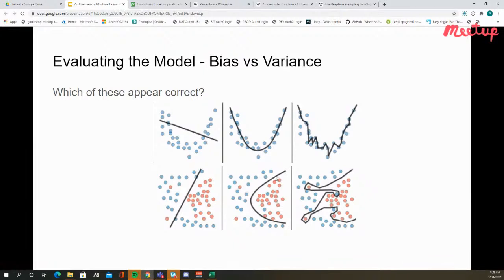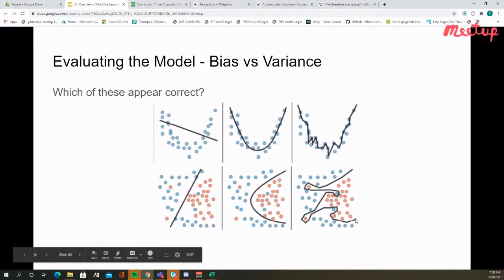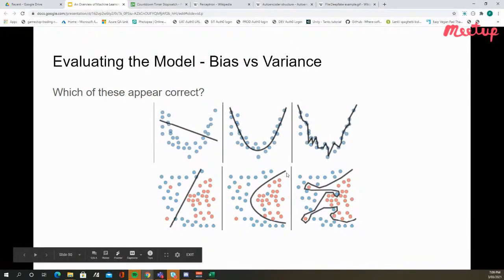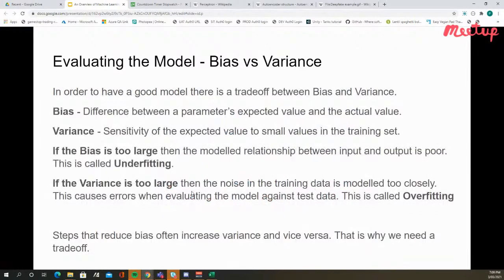Same here for your classification. This one here tries too hard to pick up all of the red points and classify them. But these are probably outliers. They may not exist in your test set or your validation set. So something like this is probably more appropriate. And this is called high variance, and this is called high bias.